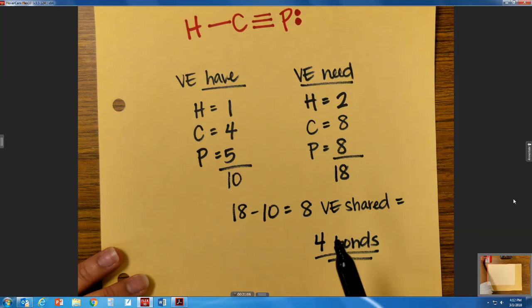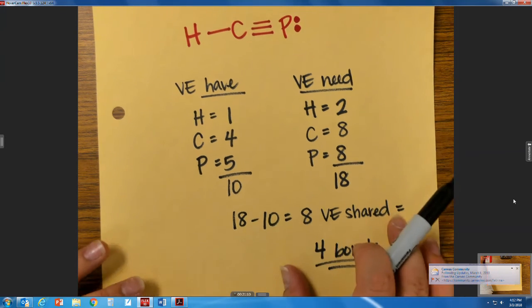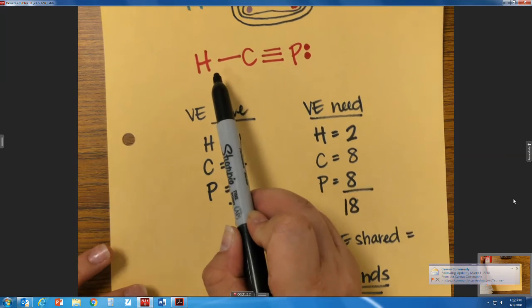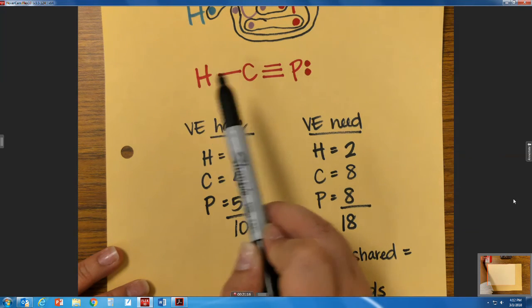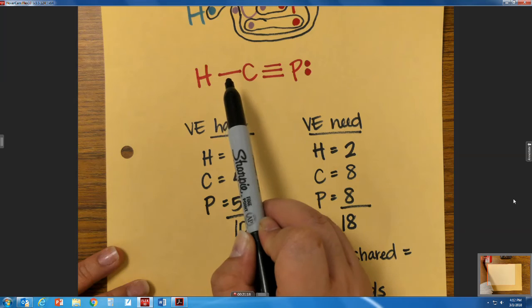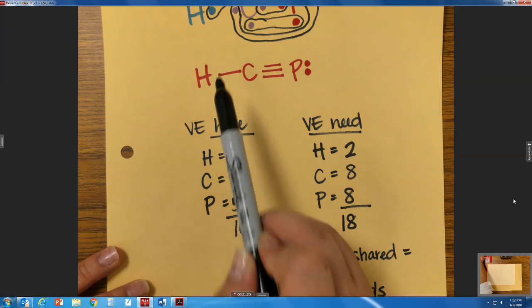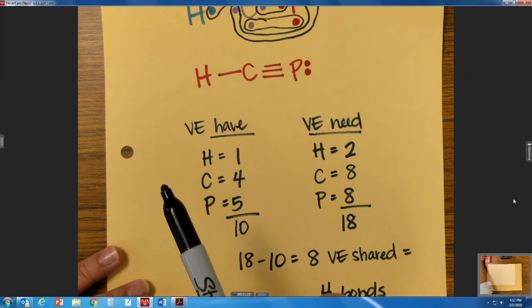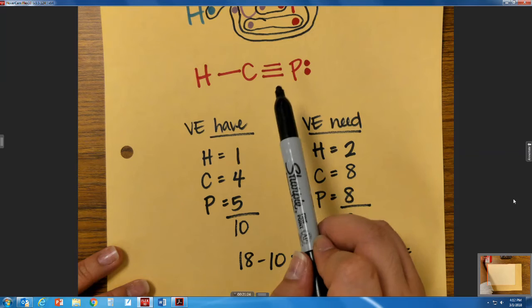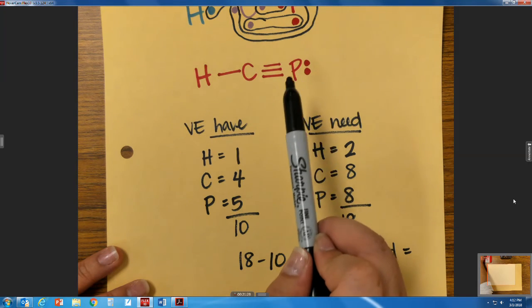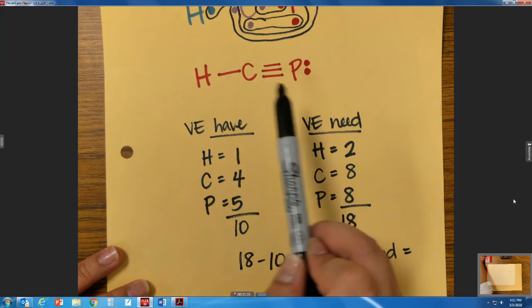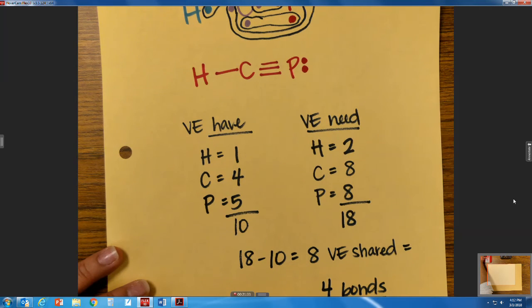You kind of just have to be educated, and you should know that one of your bonds should go between hydrogen and carbon, because hydrogen only needs those 2 electrons to be happy. Okay, now the other 3 bonds are going to go between carbon and phosphorus, so that way both of them can also have their 8 valence electrons.